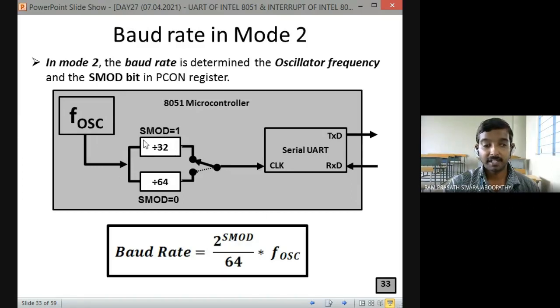See, this diagram is to understand how the serial baud rate is generated in mode 2. Fine. In mode 0, it is FOSC by 12. In mode 2, it is FOSC divided by 32 or 64 based upon the SMOD bit. In mode 1, the baud rate is based upon the timer 1 overflow. That's all about the baud rate generation in mode 2.